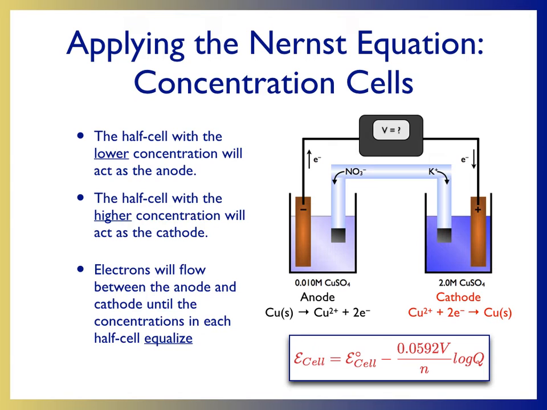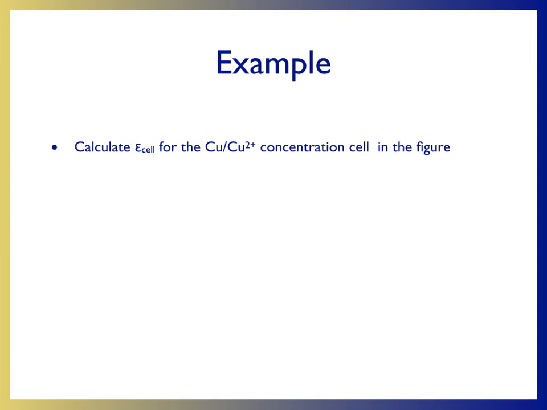Electrons will flow between the anode and the cathode until the concentrations equalize. This means that the system will reach equilibrium and the cell potential will equal 0. Let's calculate the cell potential of this concentration cell.